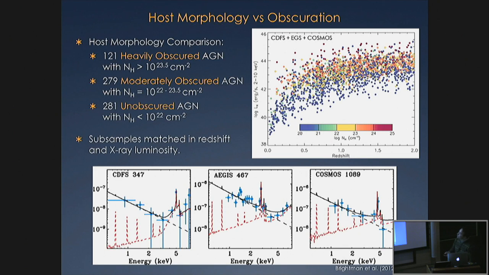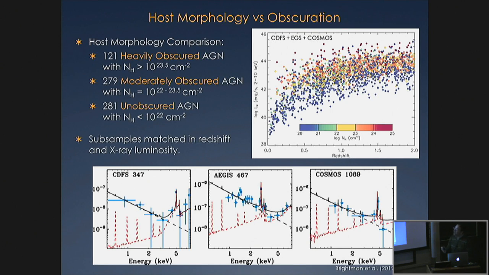This is the result of that study. This plot shows the obscuration-corrected X-ray luminosity of these sources as a function of redshift. The color coding is based on our best-fit NH values. The red sources here are basically our Compton-thick candidates.